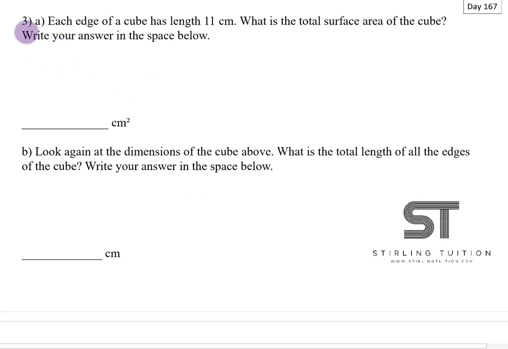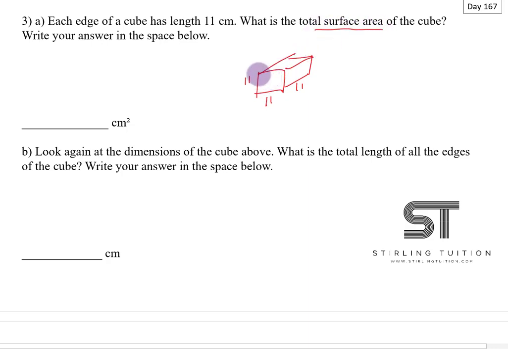Number 3, so a two-parter here. A, each edge of a cube has length of 11 centimeters. What is the total surface area of the cube? So if we were to draw a quick cube here, and it doesn't need to be exact. So each edge of the cube has a length of 11 centimeters. So this would be 11, and this would be 11, and this would be 11, and all the edges would be 11. So we need the total surface area.